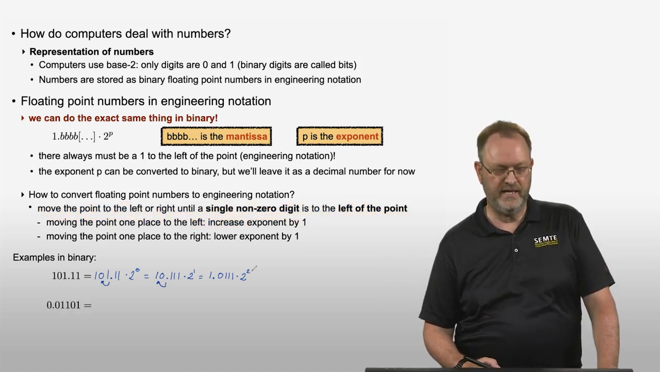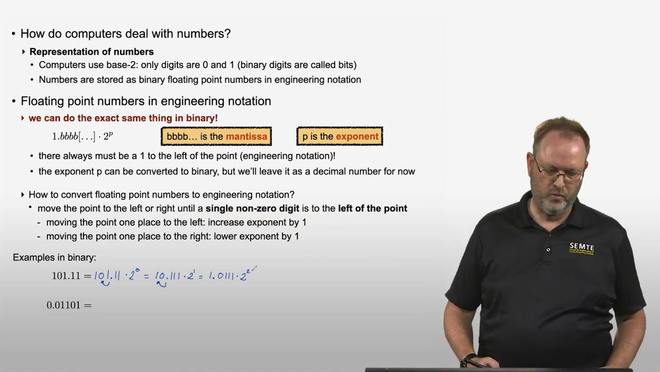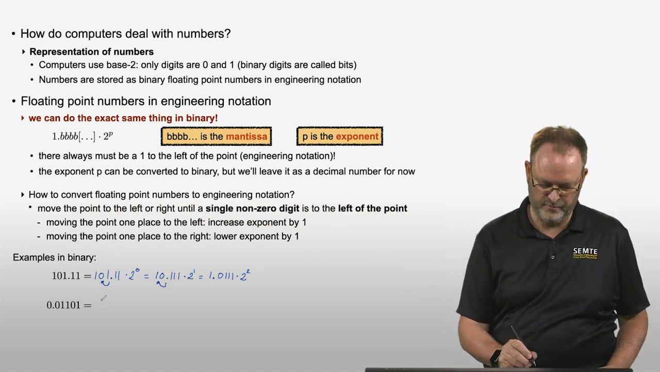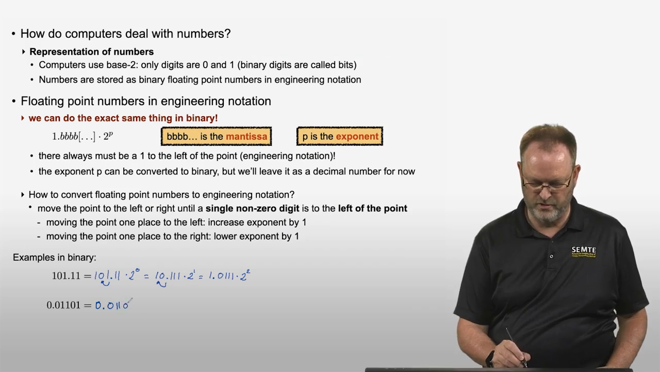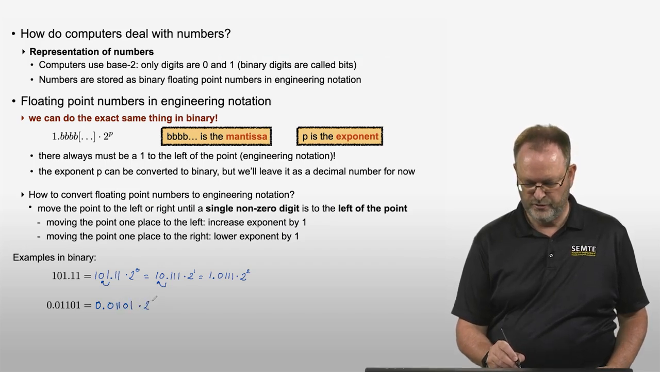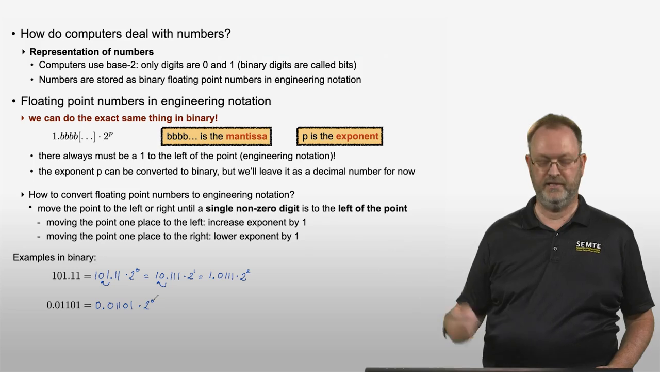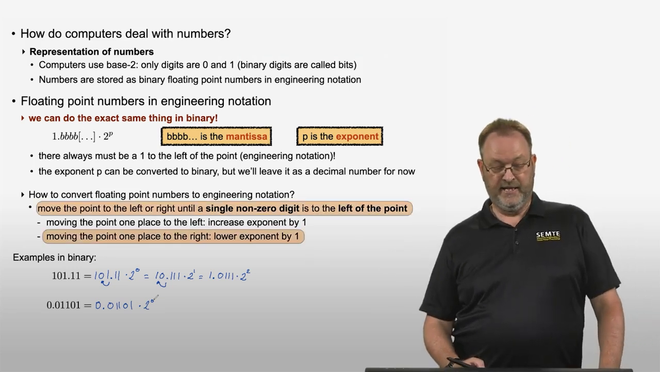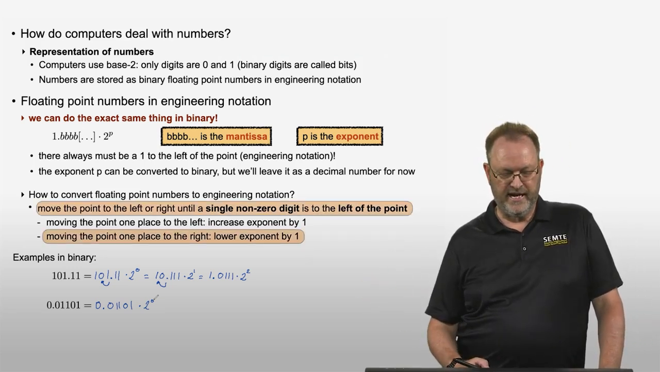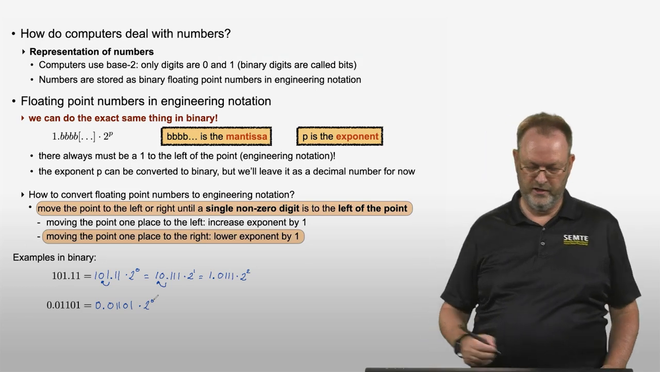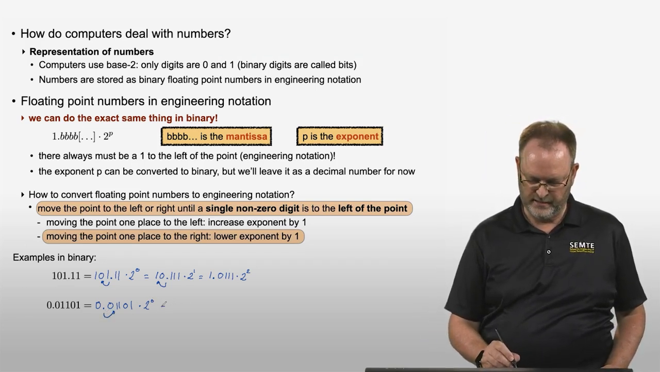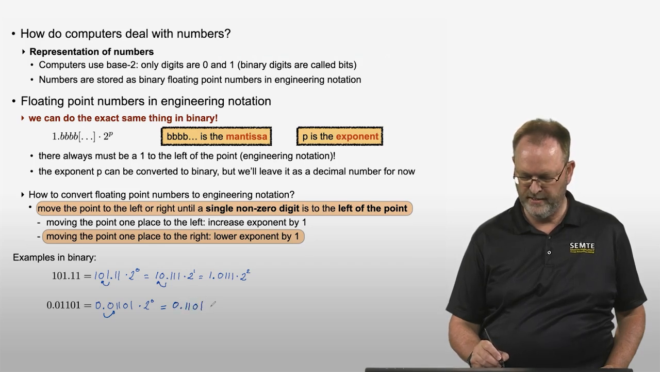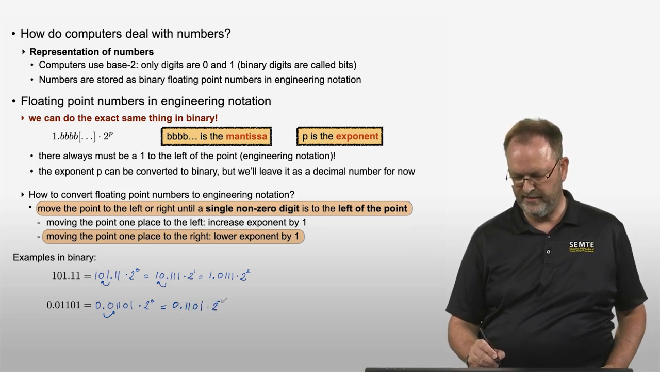One more example, the number 0.01101. So let me just write this again, 0.01101 times 2 to the power 0 to show that the exponent is 0 in this case. But this is not in engineering notation, and I have to move the point over to the right. I'm going to move it by 1 spot, so that would be equal to 0.1101 times 2 to the power negative 1.